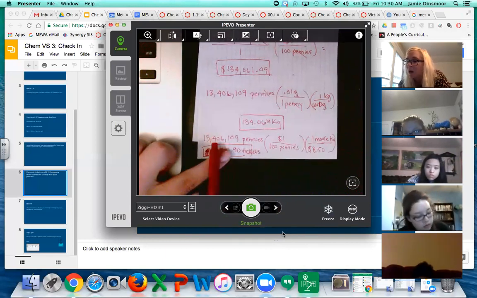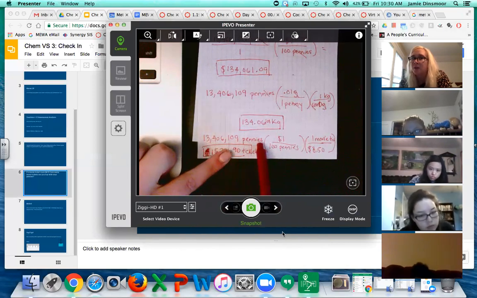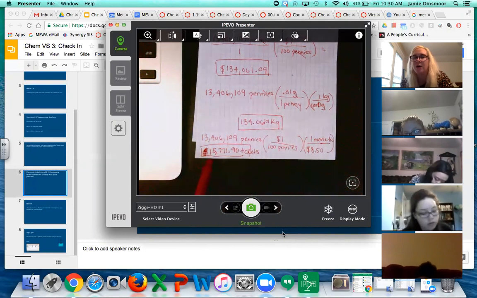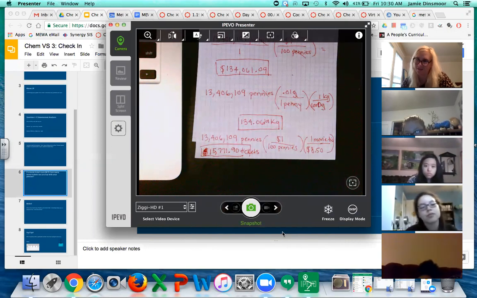The answer is there. But we take our amount of pennies. We use our conversion again between dollars and pennies, 100 pennies in a dollar. And then we want to get rid of dollars and we want to get movie tickets. So we put our $8.50 on the bottom and our movie tickets on the top. If we cancel out all our units, then we end up getting 15,771.90 tickets, which is a lot. A lot of movie tickets.